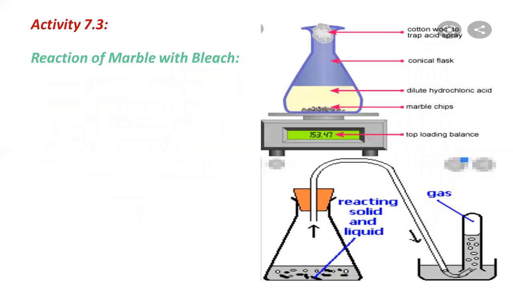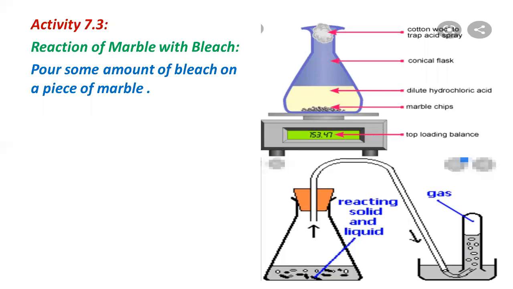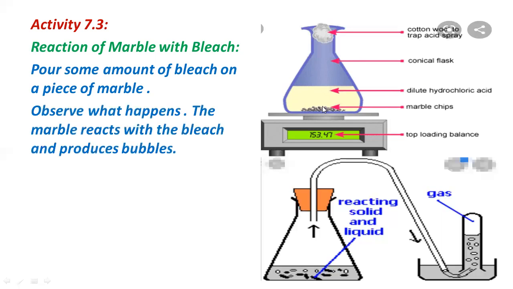Activity 7.3, reaction of marble with bleach. You use bleach at homes for cleaning washrooms, and that is a good antiseptic or germicide. Pour some amount of bleach on small pieces of marble. You can see in this image we have a flask in which marble pieces are placed, and when we add dilute hydrochloric acid, which is also present in bleach, what will you see?